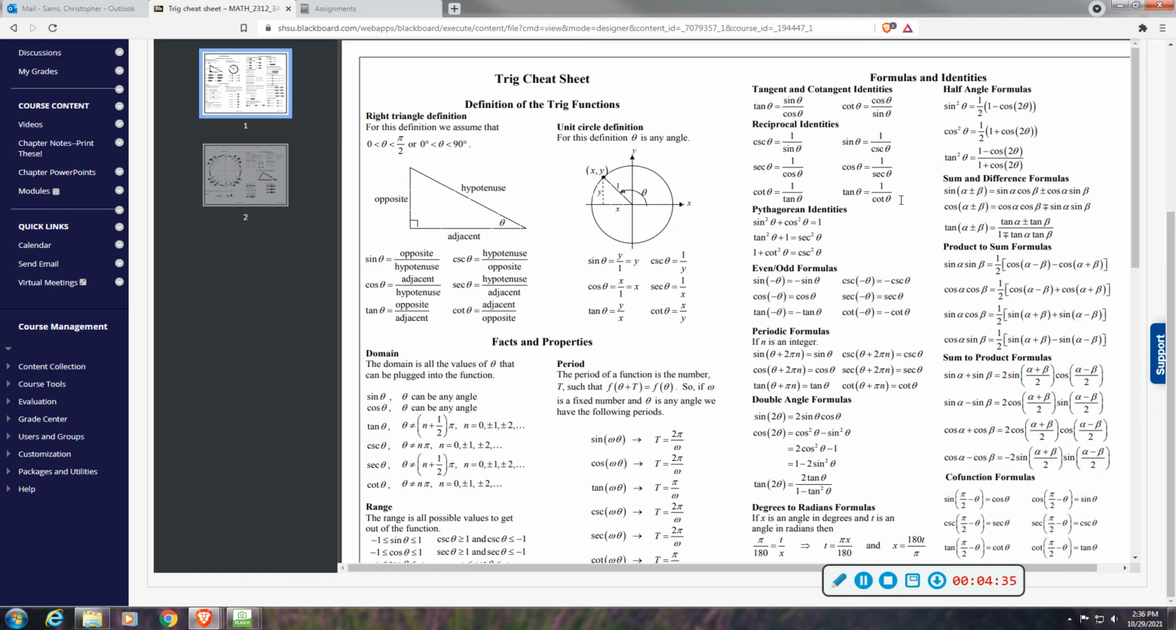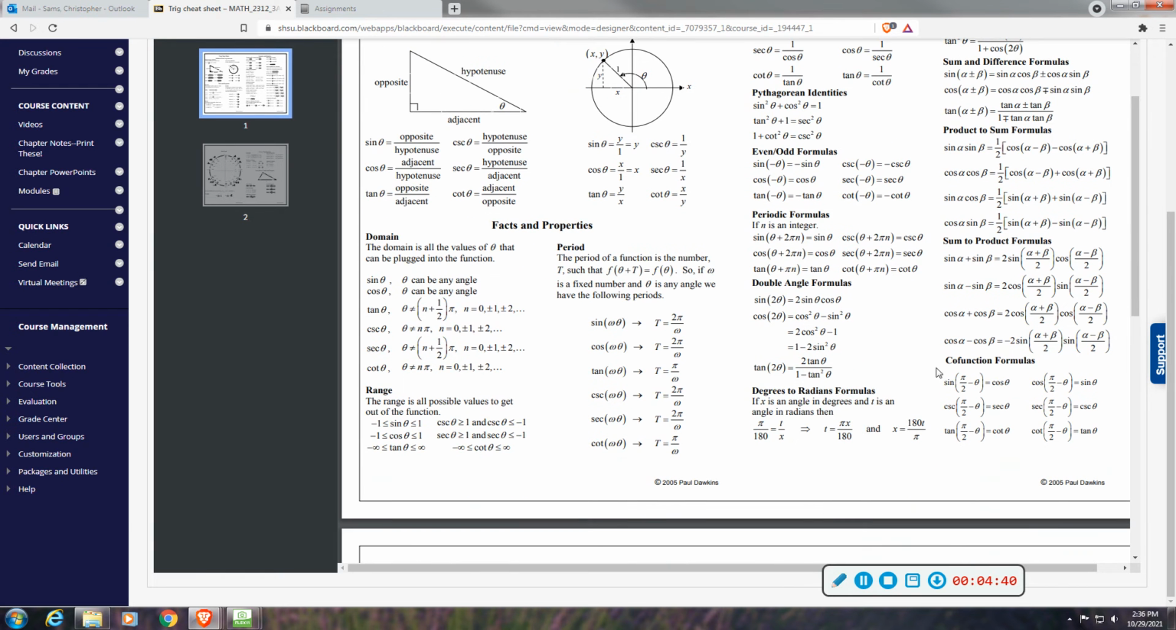All the information that you'll see in the text is also in this trig cheat sheet. We're going to be using cofunctions. This has them in radians. The book is going to show you them in degrees, but it's all the same.